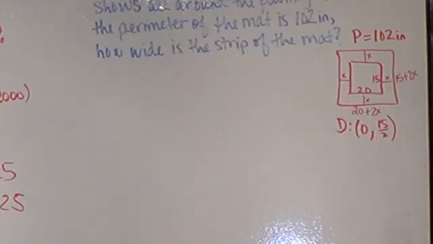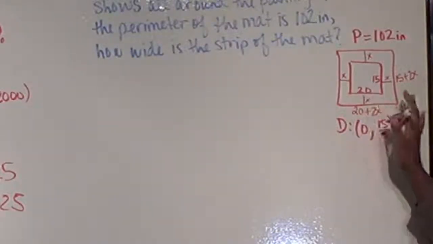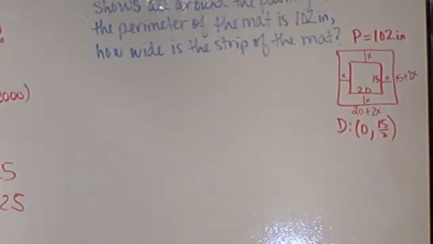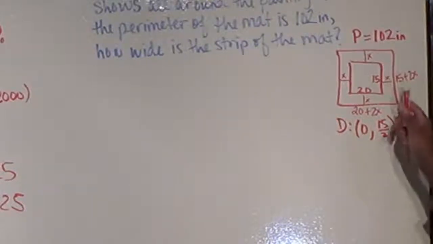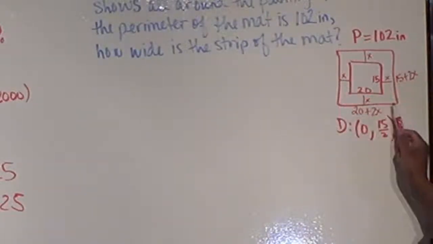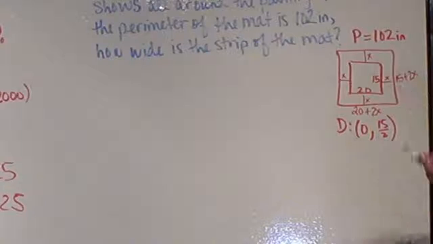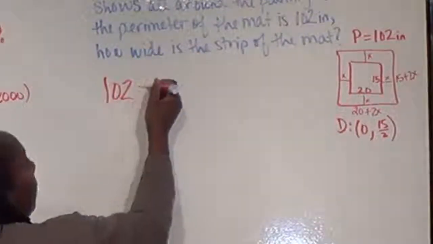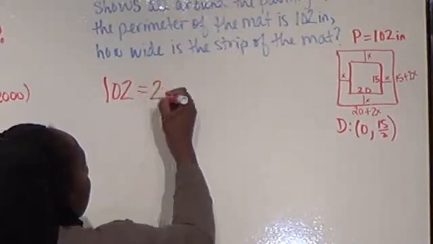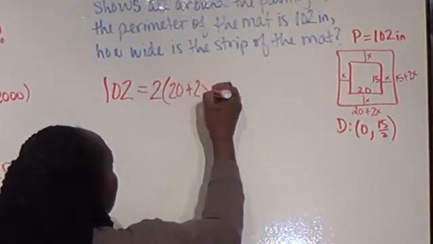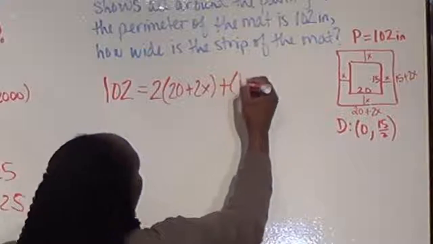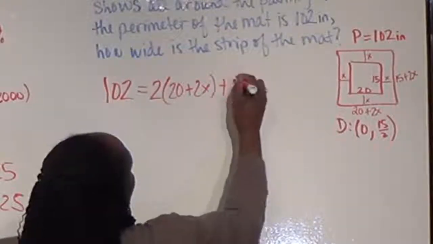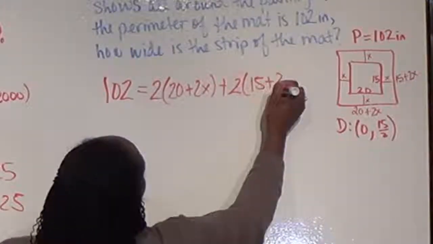The equation comes from the one piece of information we really haven't used in here. We've kind of used it, but we haven't really put it down. And that's this perimeter. So again, we said the perimeter is the distance around the outside. And because this is a rectangle, we know it's going to be twice this distance plus twice this distance. So our 102 inches is going to be 2 times the 20 plus 2x, plus 2 times the 15 plus 2x.